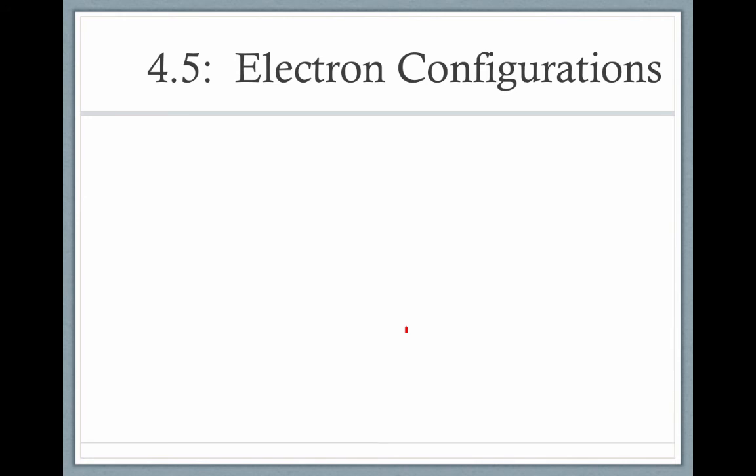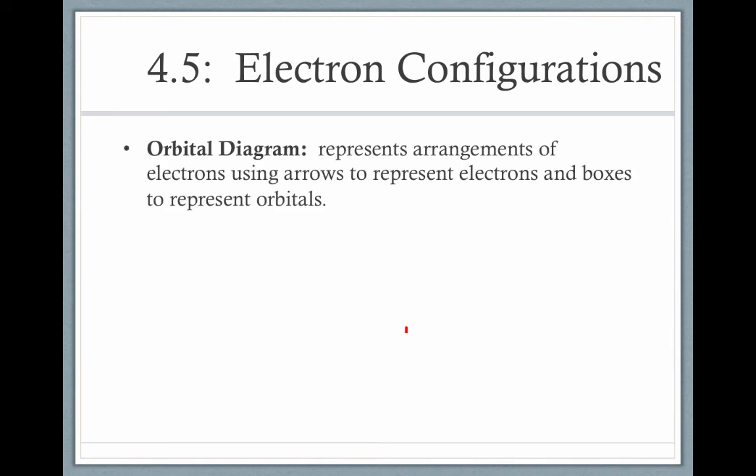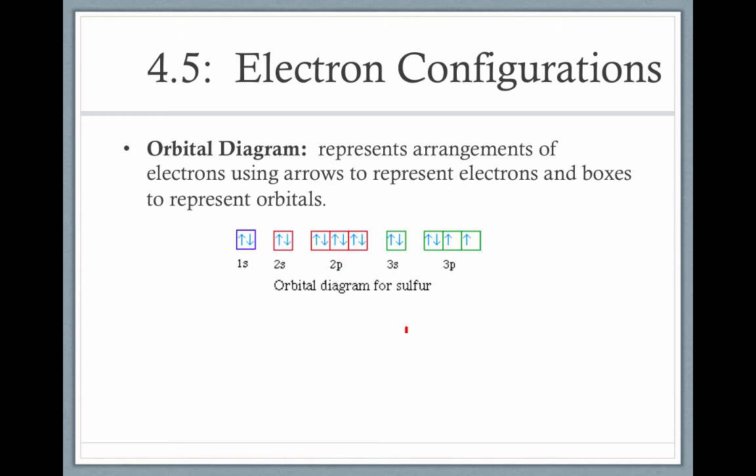There are two ways to represent the arrangement of electrons in an atom. The first is with an orbital diagram. An orbital diagram uses arrows to represent electrons and boxes to represent orbitals. So here you can see three boxes in a row representing the three p orbitals in the 3p sublevel. Each of these arrows represents an electron, so here we have 4 electrons in the 3p sublevel.